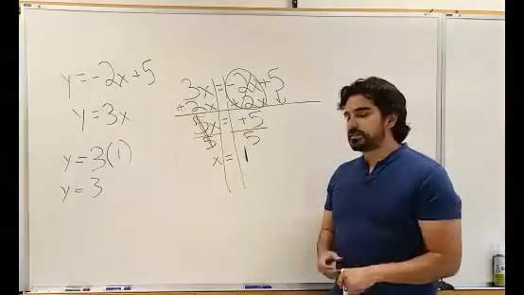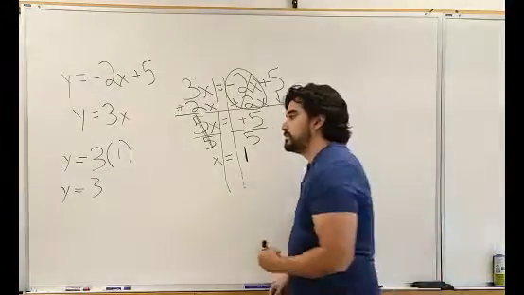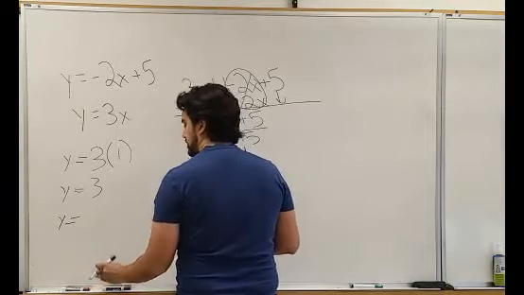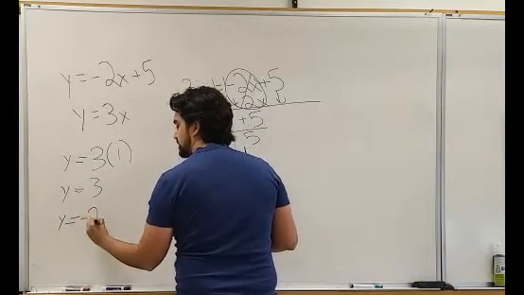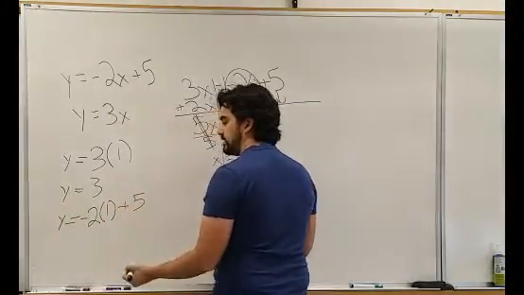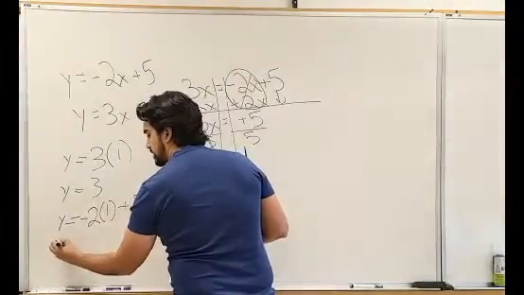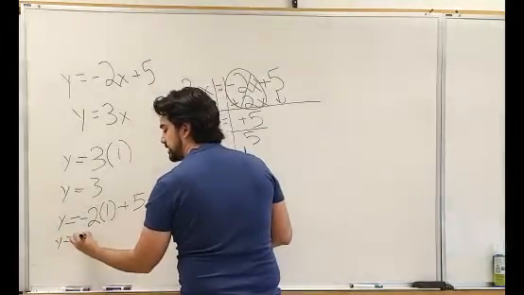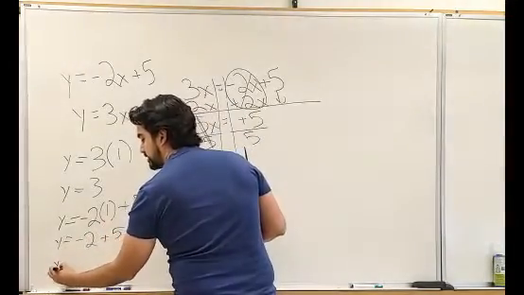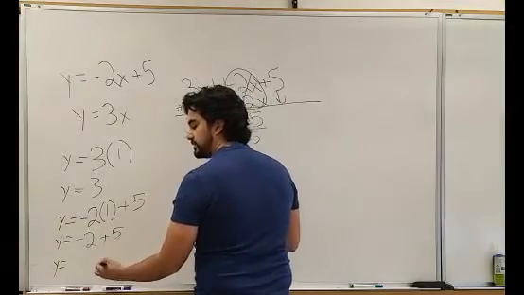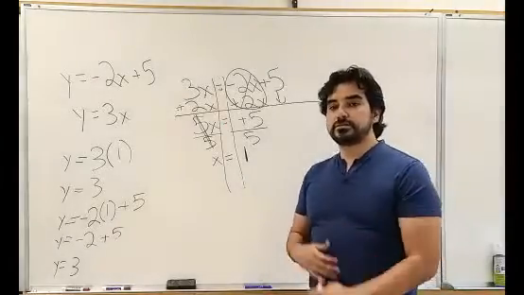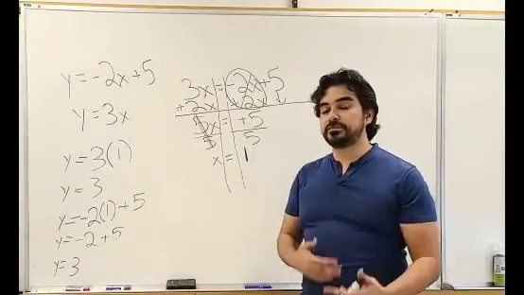What if we try with the other equation? Let's go ahead and try it. We have y equals negative 2, and instead of x I'm going to put in a 1, plus 5. So y equals negative 2 times 1, which is negative 2, plus 5. Y is equal to negative 2 plus 5, which gives me 3. So if you see, you can substitute into any one of these equations and it should give you the same answer.